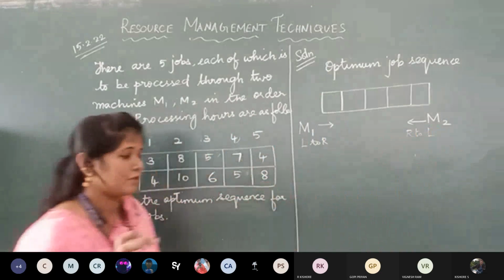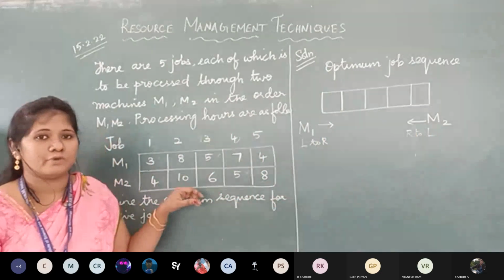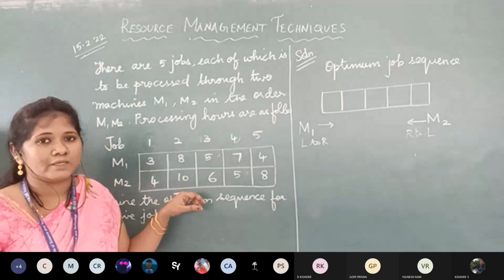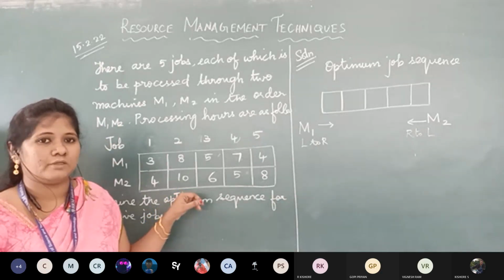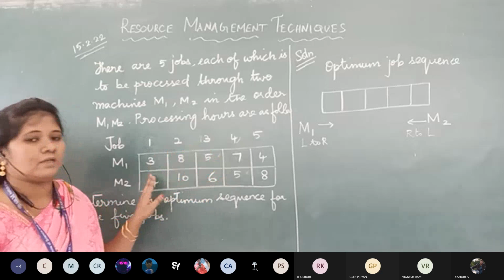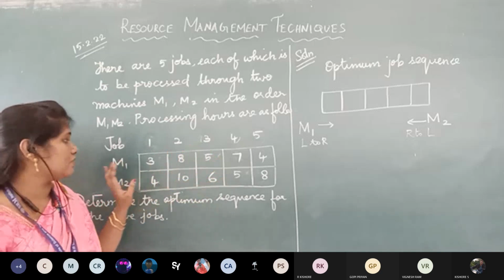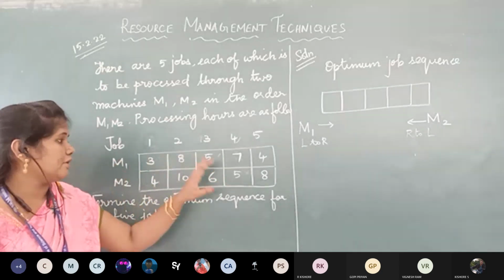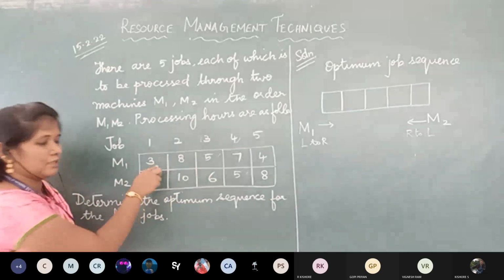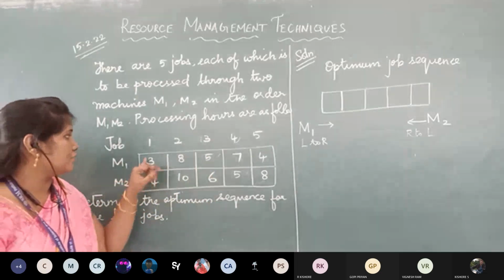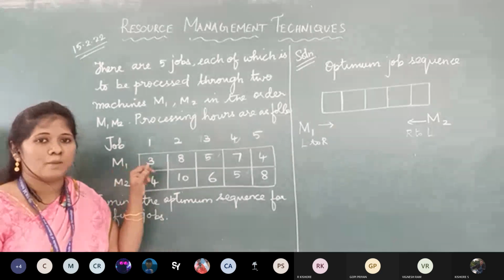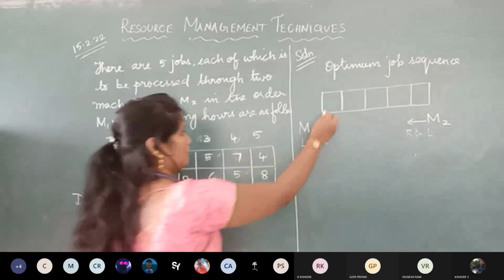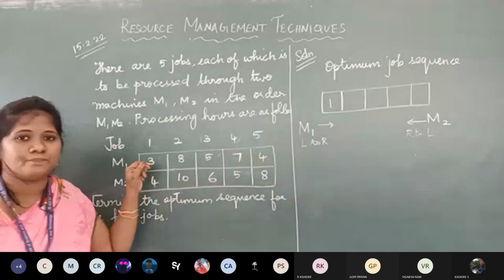If you're taking values from the given tabular column, you will take it from right to left for your machine M2. For your machine M1, it will be left to right. So this is your given data. In this given data, you have to see which is your least value. Here, if you see, your least value is 3. So 3 is assigned to job 1. It is from your machine M1, so you will start from left to right. I'm writing it as 1.